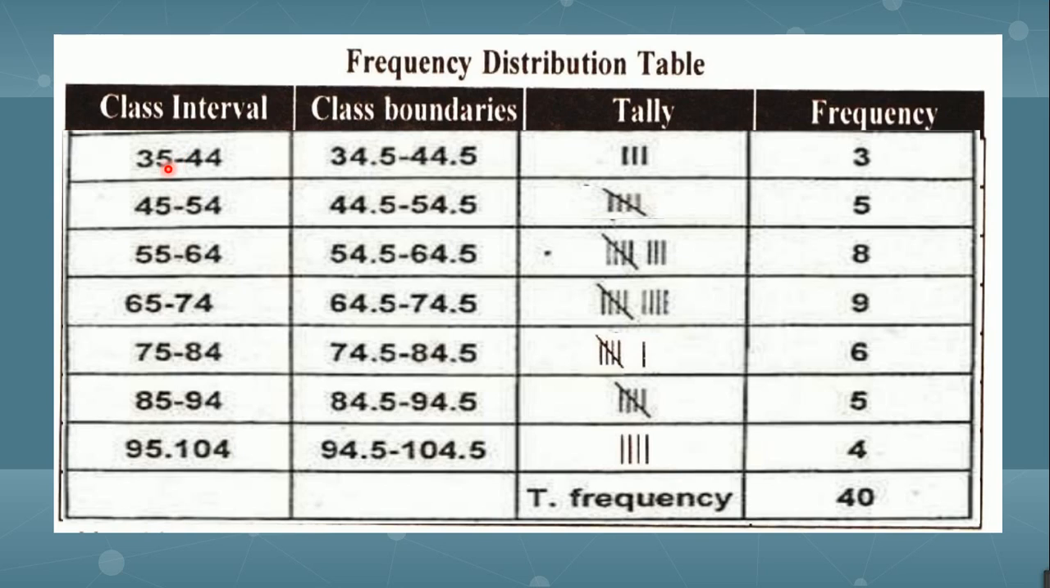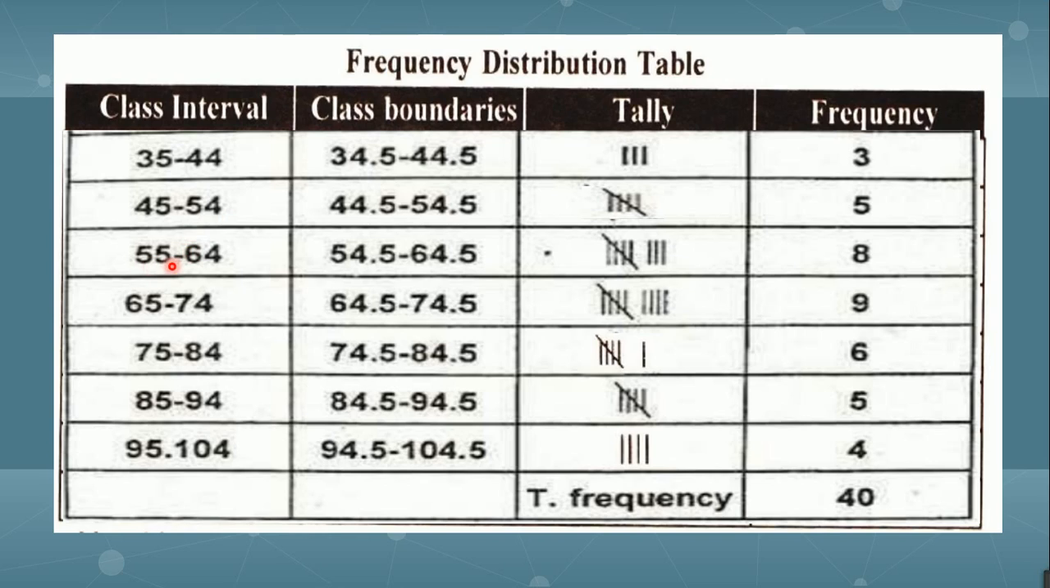Class interval size is equal to 10. So the smallest value is 35. So 35 to 44 is the first class and its size is 10. You can see its size is 10. We have to make 7 classes of an equal size. So the next class is 45 to 54, its size is also 10.